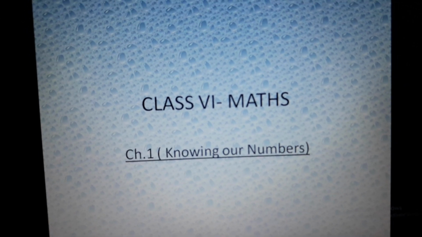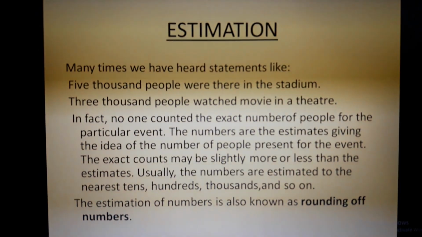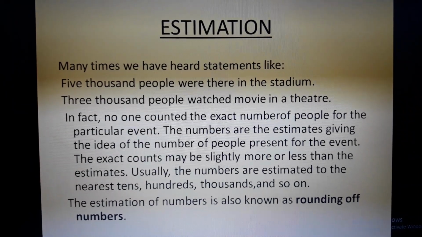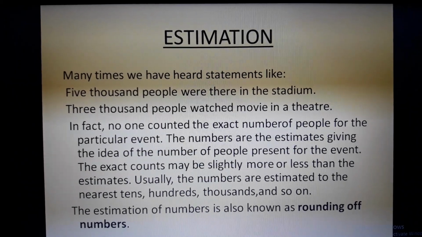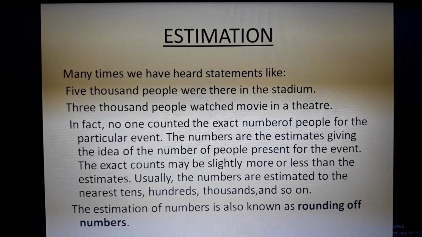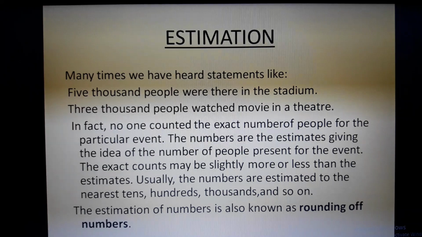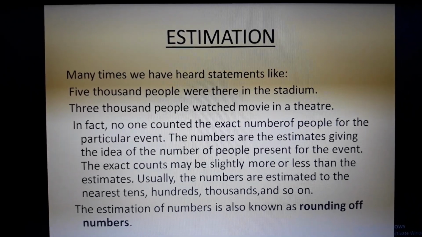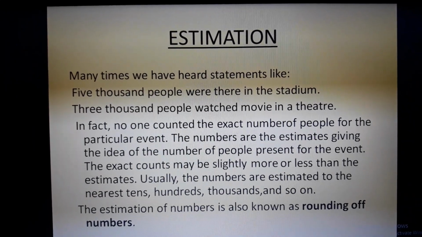Today we will discuss estimation from chapter 1, that is, Knowing Our Numbers. Many times we have heard statements like 5,000 people were there in the stadium, or 3,000 people watched a movie in a theater. In fact, no one counted the exact number of people for the particular event. The numbers are estimates giving an idea of the number of people present. The exact counts may be slightly more or less than the estimates.